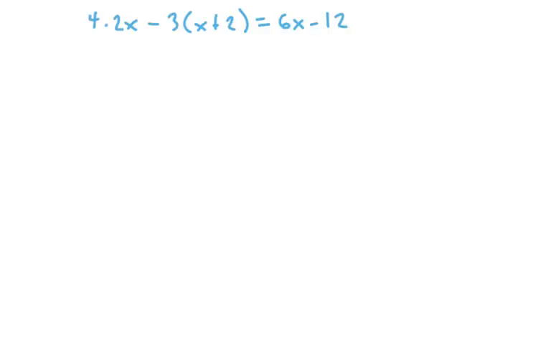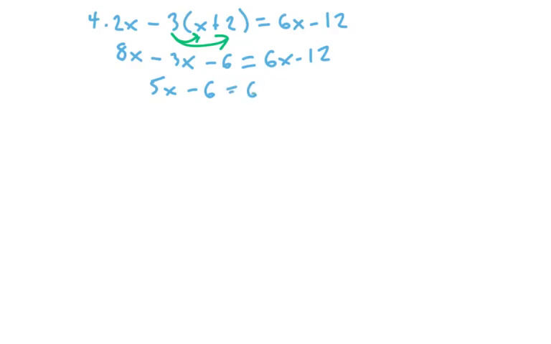So I copied the question over again from where we are at the moment, just so we can continue from this point. As you can see, this is looking a lot simpler at this point. 4 times 2x is 8x. This 3 can again be distributed so that you would have minus 3x minus 6, that's the 3 times 2, equals 6x minus 12. Combining like terms, we have 5x minus 6 equals 6x minus 12.